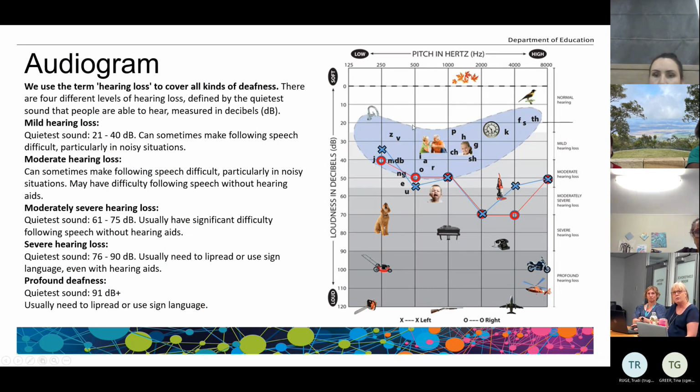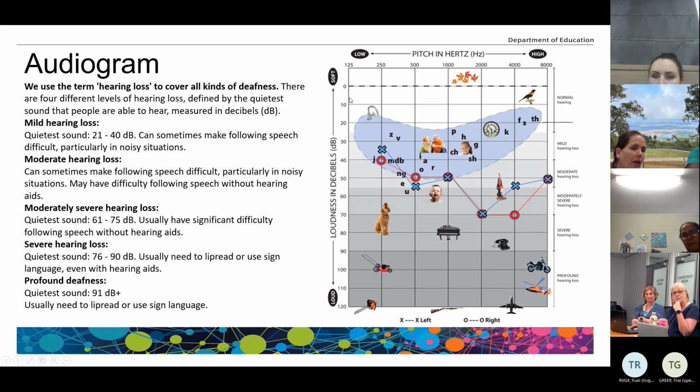I just wanted to quickly show you an audiogram. If you do have a child in your setting who has a hearing loss, you'll end up seeing a report like this. This part here is where the speech banana, or the speech spectrum, is. Depending on the level of hearing loss they have, it will impact which of these sounds they can or cannot hear.